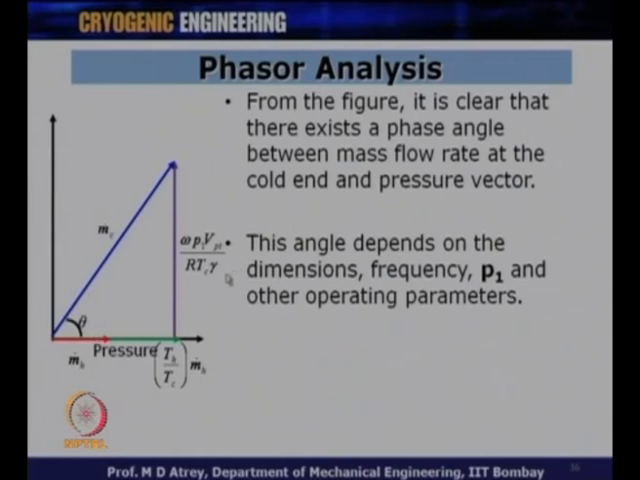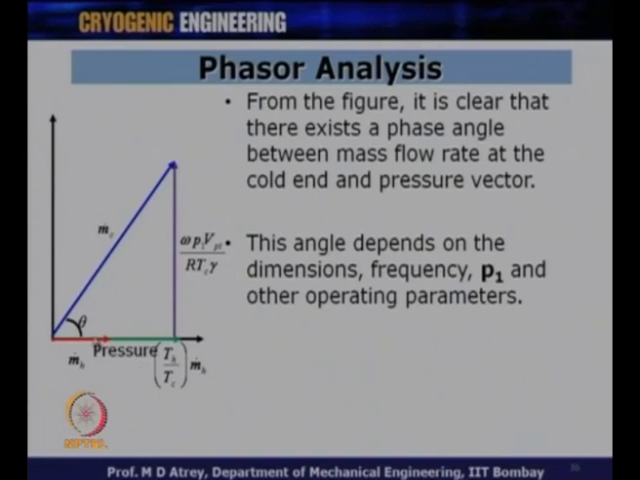So, this theta angle depends on omega, P1, VPT. What is omega? Frequency. What is P1? The amplitude of pressure. What is VPT? The volume of the pulse tube. So, if you have a very large pulse tube, we can have a very large theta. If you have a very high frequency, we can have a very high theta. If the amplitude of pressure variation is very large, we can have a very high theta. Similarly, if you have a very low temperature, this theta could be larger. So, the angle theta depends on the dimensions, that means VPT, the volume of the pulse tube, the frequency which is omega, P1 which is the amplitude of pressure variations, and other operating parameters like temperatures.